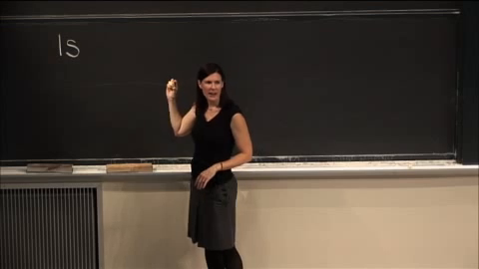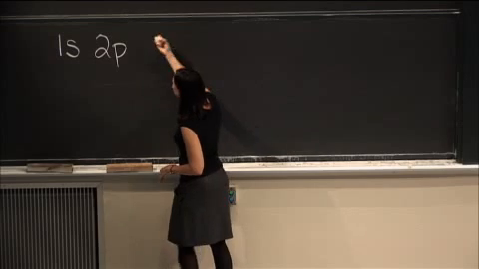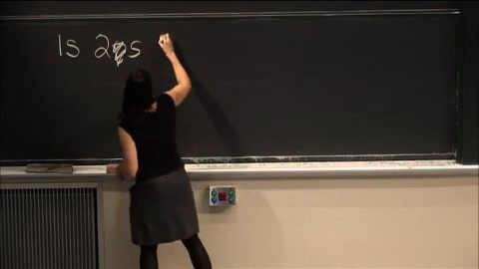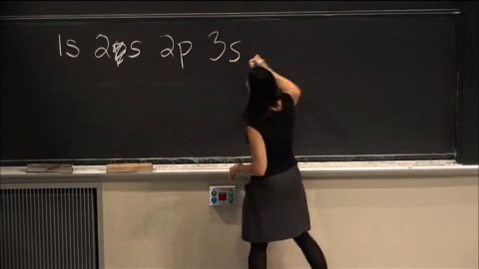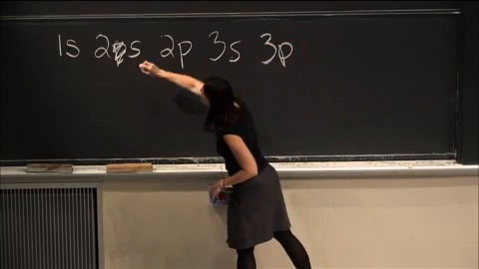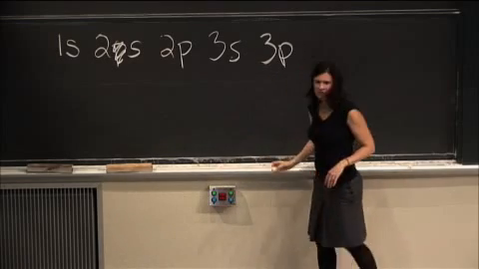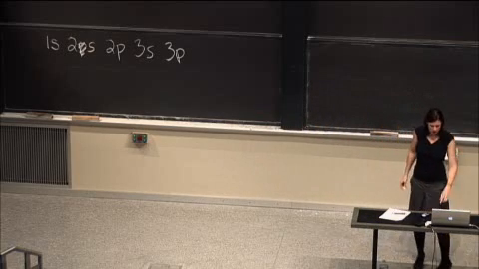What comes after that? All right, then what? Yep, 2p. After that, 3s. Next, 3p, and that's 1, 2, 3, 4. That gives us 5 different options, 5 different orbitals, 5 different energies right there.